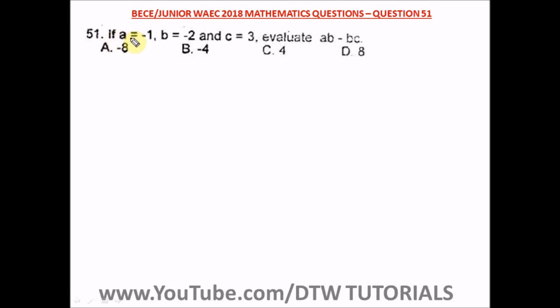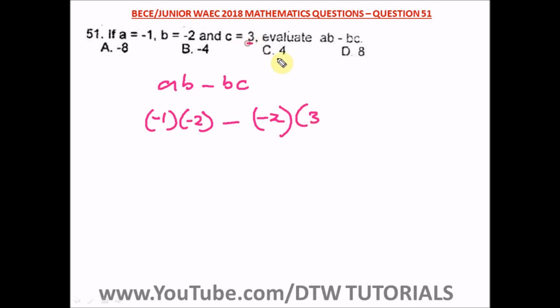It says if A is equal to -1, B equal to -2, and C equal to 3, evaluate AB minus BC. Okay, so we have A as -1, so you put -1 in brackets, B as -2 in brackets. What's binding these two is multiplication. Minus, what is B? B is -2 in brackets, and what is C? C is 3. Okay, so we have to multiply this and this.